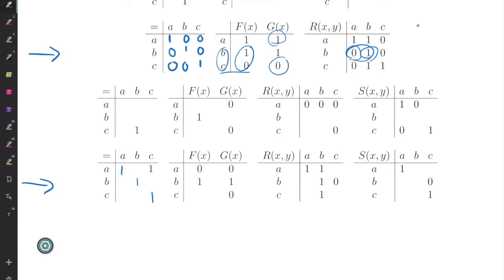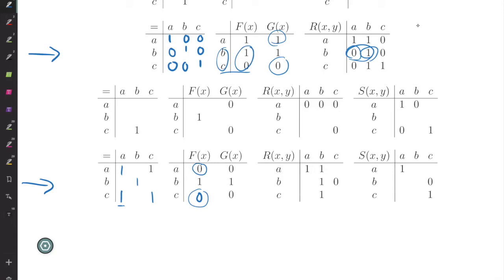What else can I fill in? Well, I know that A equals C, so that means that C equals A as well. Alright, in this table of F's and G's, I know from here that A and C are the same, so that means that FA should have the same value as FC. So FC is going to get a 0.